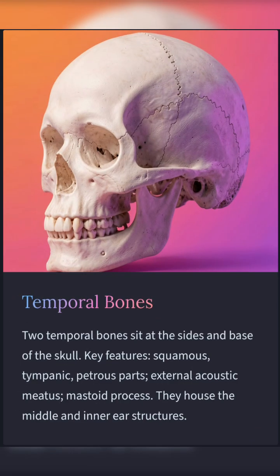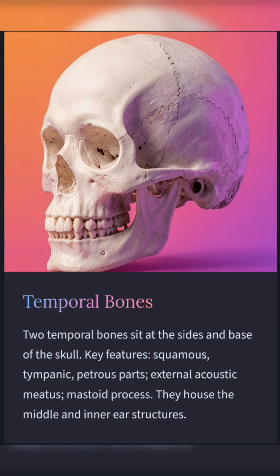2 temporal bones sit at the sides and base of the skull. Key features: squamous, tympanic, petrous parts, external acoustic meatus, mastoid process. They house the middle and inner ear structures.